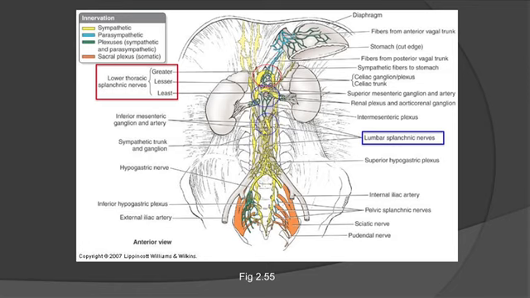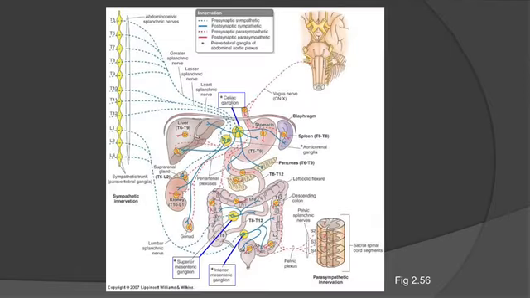So this is another view. Here you can see the greater, lesser, and least splanchnic nerves coming from the thorax, and they're going to go to either the celiac ganglion, which is in red, or just below it, the superior mesenteric ganglion. The lumbar splanchnic nerves, highlighted in blue, are going to come off of the sympathetic chain and go to the inferior mesenteric ganglion, which is the lowest blue circle. That's the general pattern. From there, the postsynaptic fibers will go to each of the respective organs.